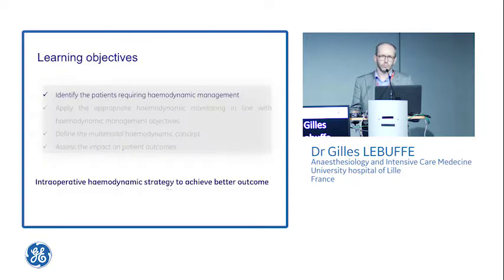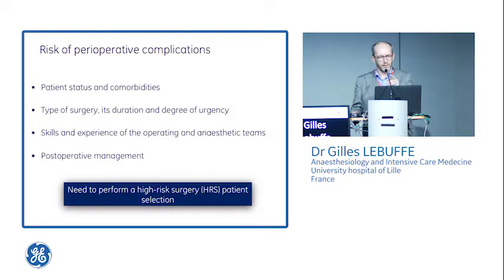First of all, we try to identify the patient requiring hemodynamic management. As you know, every day we try to avoid postoperative complications, and these postoperative complications are linked to the patient's status and comorbidities, type of surgery, its duration, the degree of emergency. Also, the skills and experience of the operating and anesthetic team are very important. Postoperative management is another very important point, the notion that you need some unit, high dependency unit or intensive care unit for some of these patients.